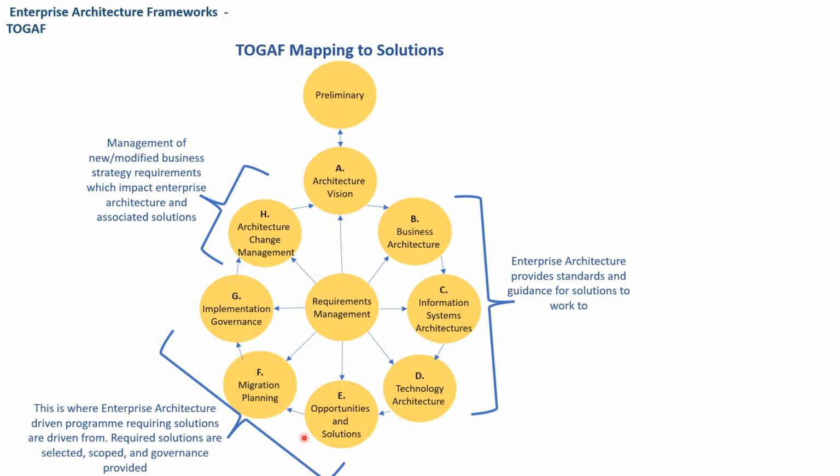The opportunities, solutions, migration planning, and implementation governance phases are where solution architecture comes into play. You're actually implementing one or more solutions that the enterprise architecture has identified as required for the business. And at this point, you're modifying the solutions you've implemented. But it's here where the link between solution architecture and enterprise architecture, more than anything, comes into play. So this is where you would align your solution architecture activities within the context of TOGAF.